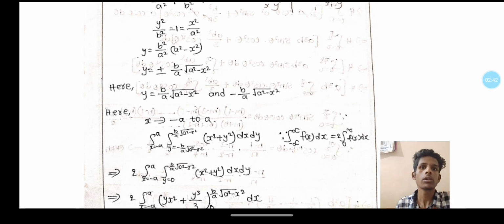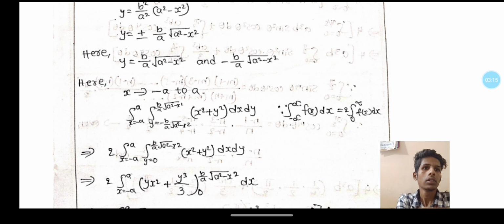Now we solve the problem. Integration of x is from minus a to a, and the y limits are minus b by a square root of a square minus x square to b by a square root of a square minus x square, of x square plus y square dx dy. It is in the form of integration from minus infinity to infinity of f of x dx is equal to 2 times integral from 0 to infinity of f of x dx. We will convert it into this type of formula.